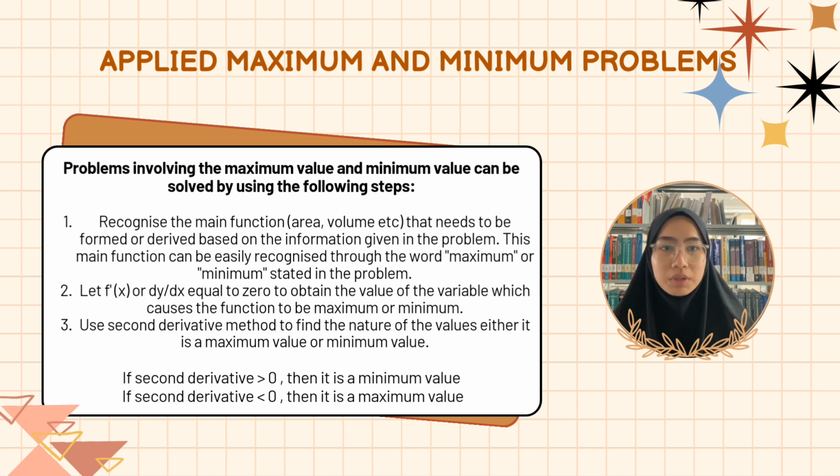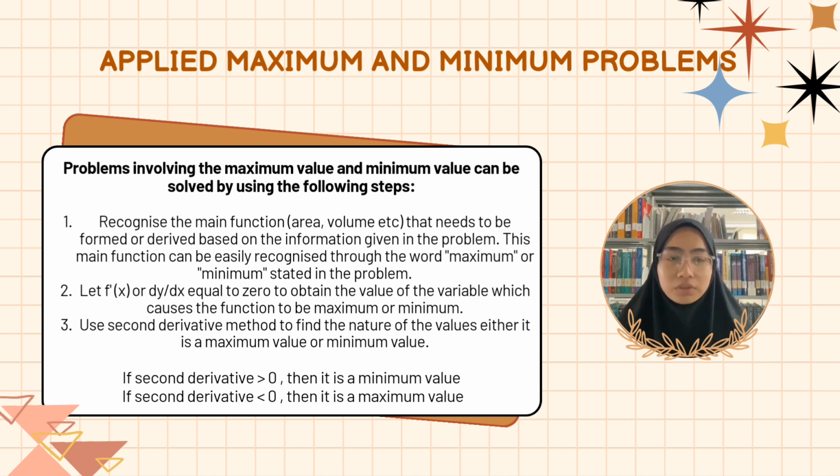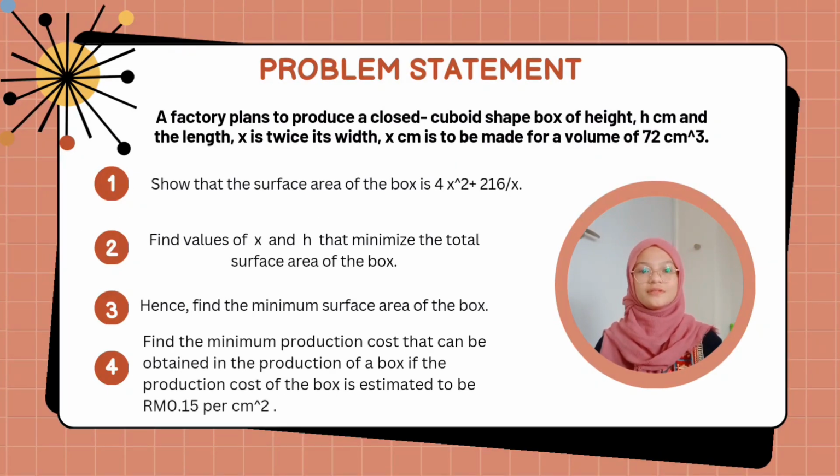The third one is by using the second derivative method to find the nature of the value, whether it is a maximum value or minimum value. If the second derivative is more than 0, then it is a minimum value, while if the second derivative is less than 0, then it is a maximum value. So we move to the problem statement.